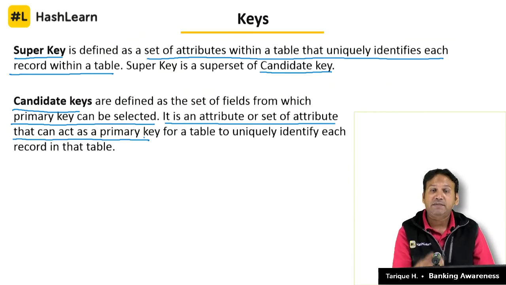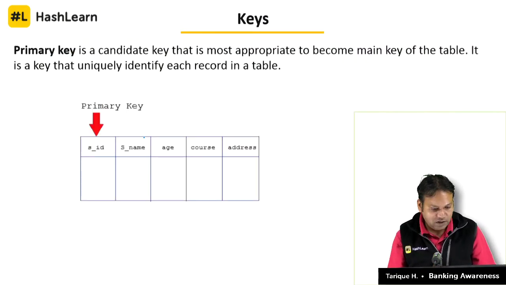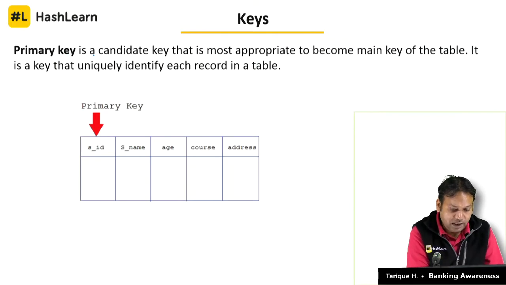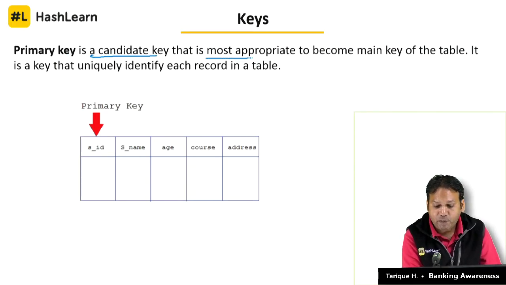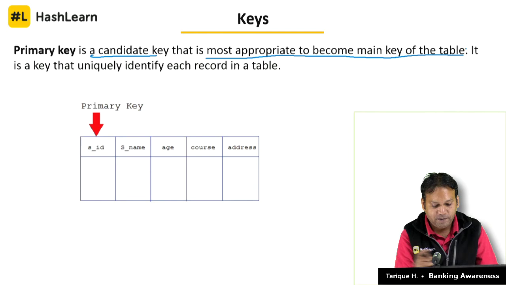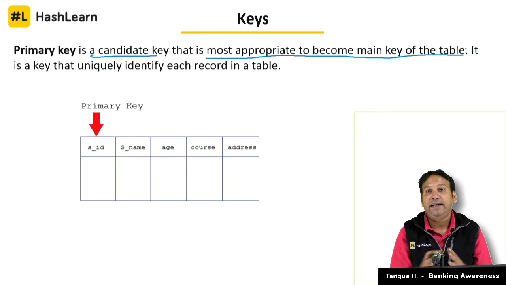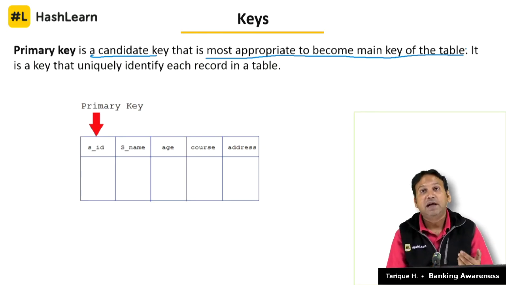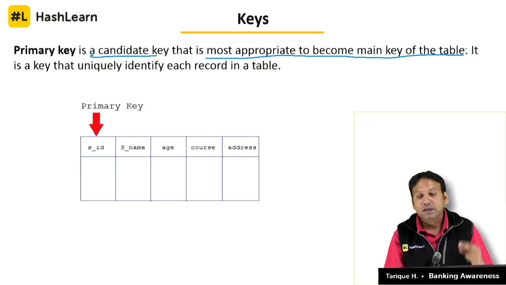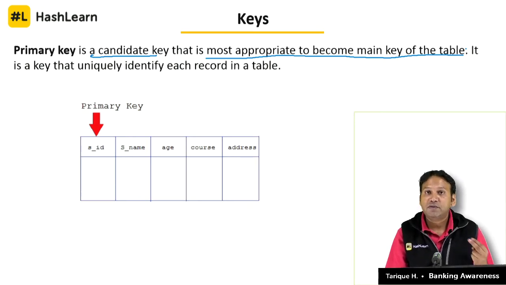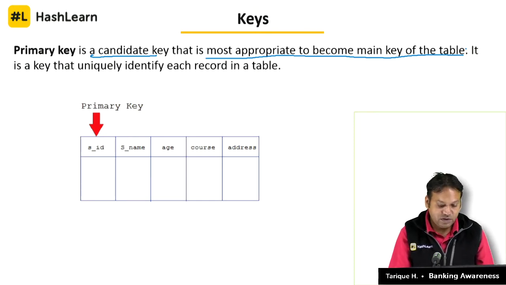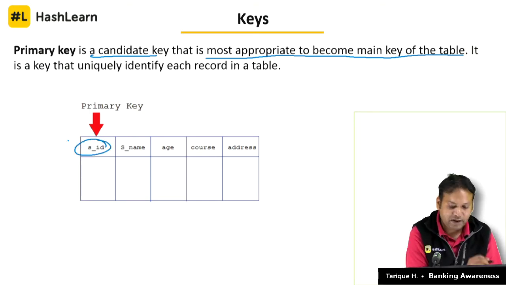और कैंडिडेट कीज में से हम चूज करते हैं प्राइमरी की. Let's look at primary key. Primary key is the candidate key that is most appropriate to become the main key of the table. जैसे कि student name भी एक primary key हो सकता था, but then there is the possibility that there are more than one student with the same name, so we don't use student name as a primary key, we use student ID as a primary key here, correct?